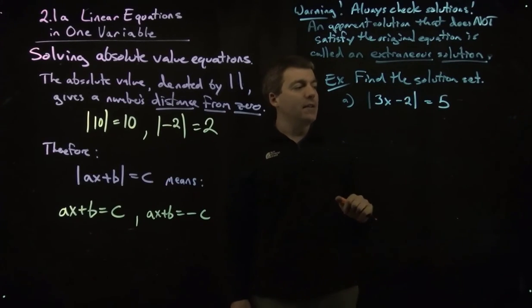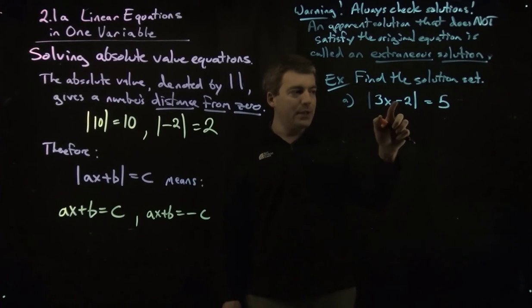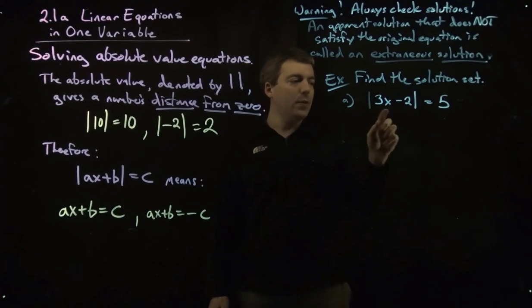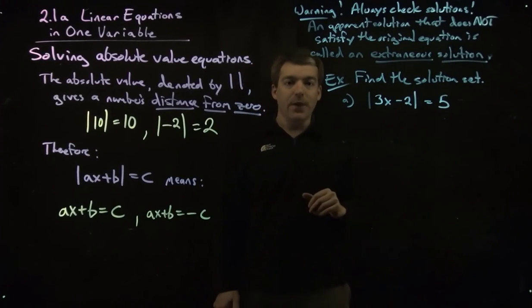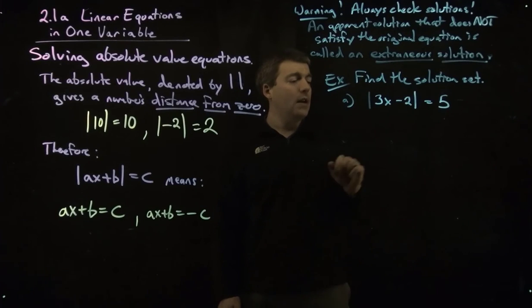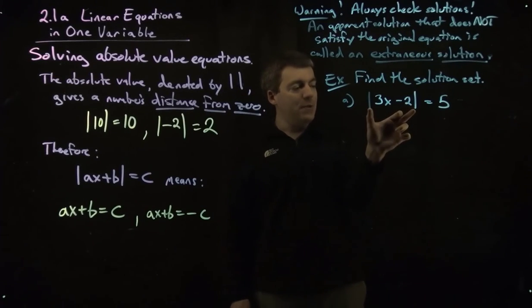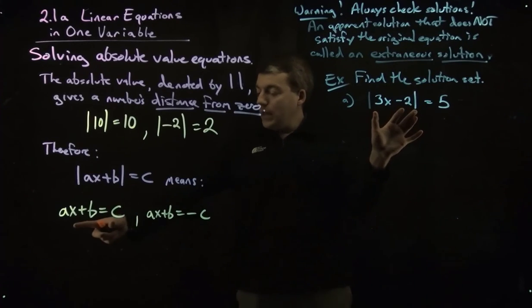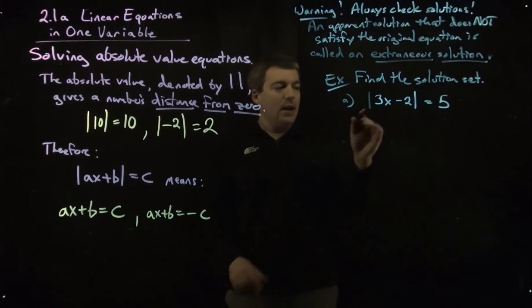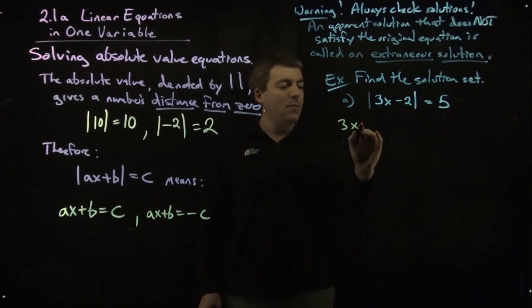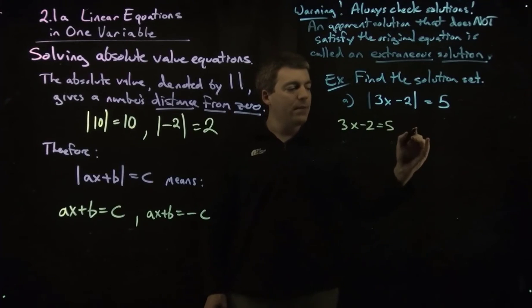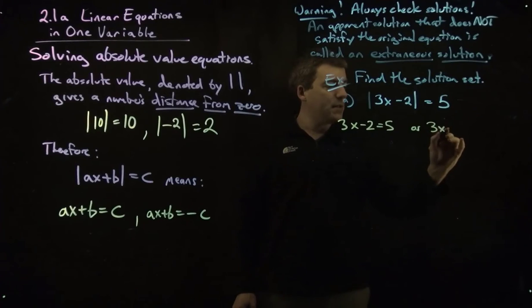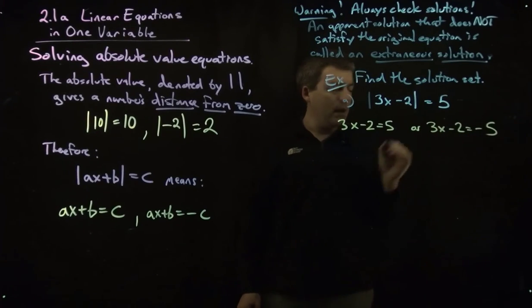All right, so let's find the solution set to the absolute value of 3x minus 2 equals 5. So again, this is a statement. It's saying that the distance of the quantity 3x minus 2 from 0 is equal to 5. So here we have the absolute value on one side by itself, equal to 5, and we know we can split that up into two parts. We've got 3x minus 2 equals 5, or we can also have 3x minus 2 equals the opposite of 5.